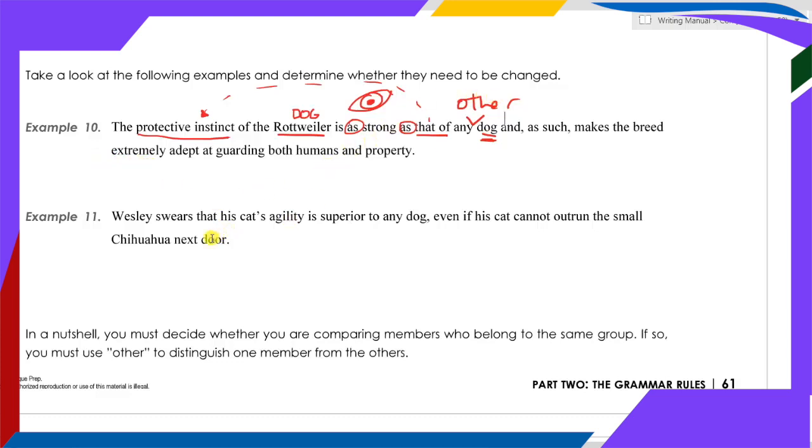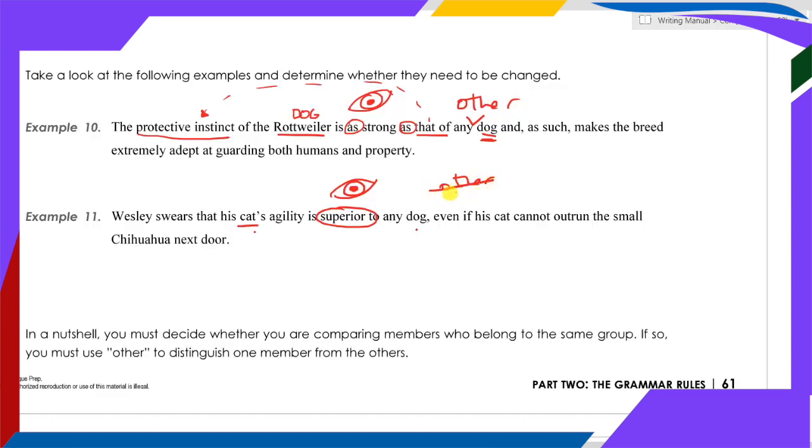In example 11, Wesley swears that his cat's agility is superior to any dog, even if his cat cannot outrun the small Chihuahua next door. So that sentence is perfectly fine, right? Because we have a cat being compared to, "superior to." That's another comparison tip-off clue, by the way, that we didn't list before. The cat's agility is superior to any dog. So it's a cat being compared to a dog, so we do not need "other" in this sentence. So this sentence is perfectly fine.